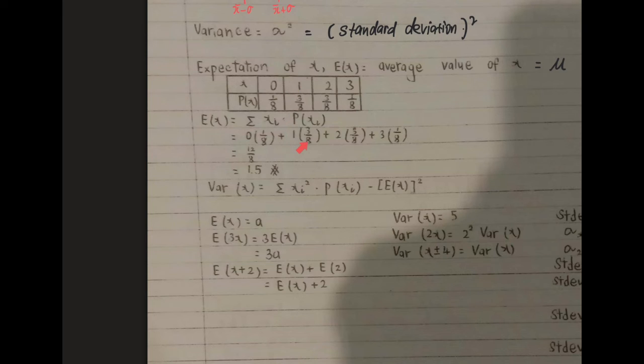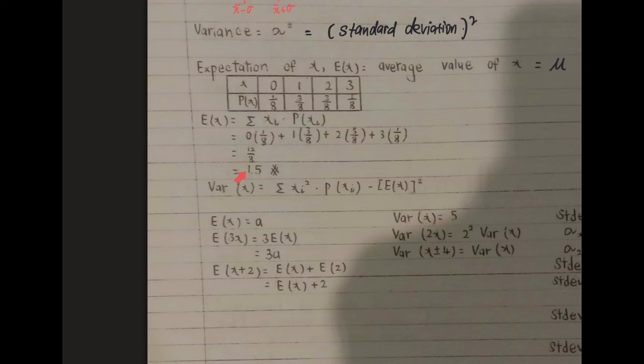Then when x is 2, the probability of x2, so 2 times 3 over 8. When x is 3, then the corresponding probability is 1 over 8. So what we need to do is take the x multiplied with the corresponding probability and add up the products. Then you get this. Then 12 over 8, right? So 1.5.